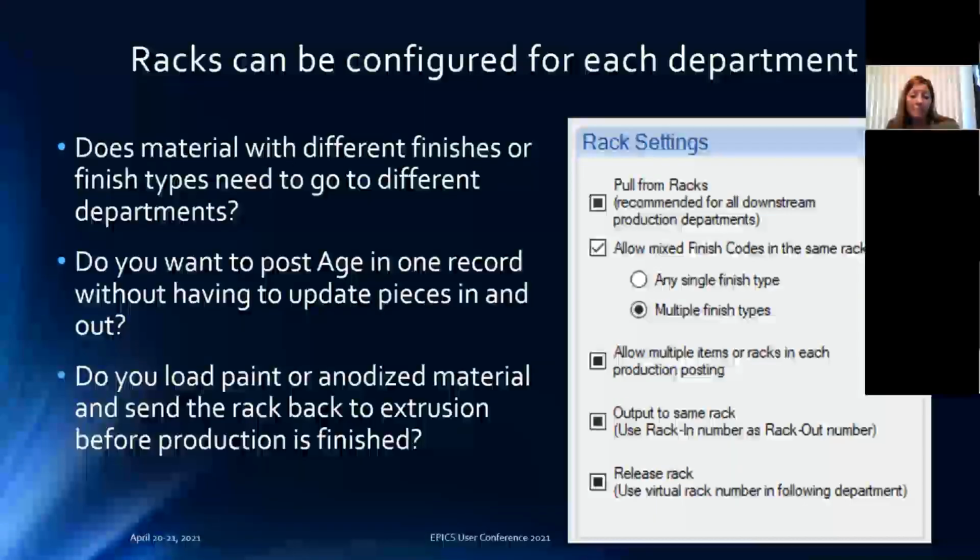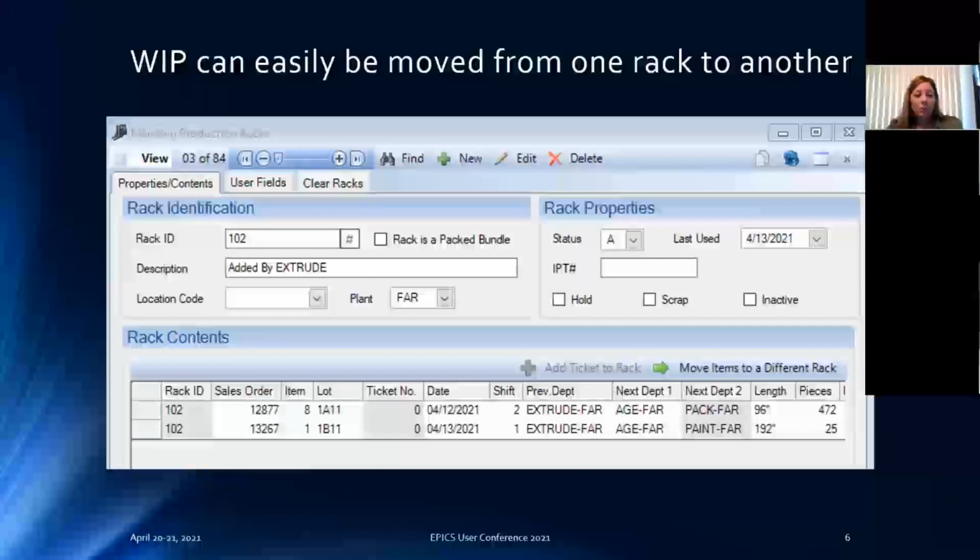You can set your department to allow virtual racks or release of racks, which will create a virtual rack. Say you load your paint or anodized material and the production posting is not yet finished, and you're using stenciled racks, so that rack has to go back to the extrude department. EPICS knows how to handle that, so that the original rack number is still in your production posting with a little asterisk, showing that the rack still exists, but the original rack has physically gone back to the extrude department and can handle new metal going through the department. So these are just some settings that will help you manage racks and how they're going to be used through each department.